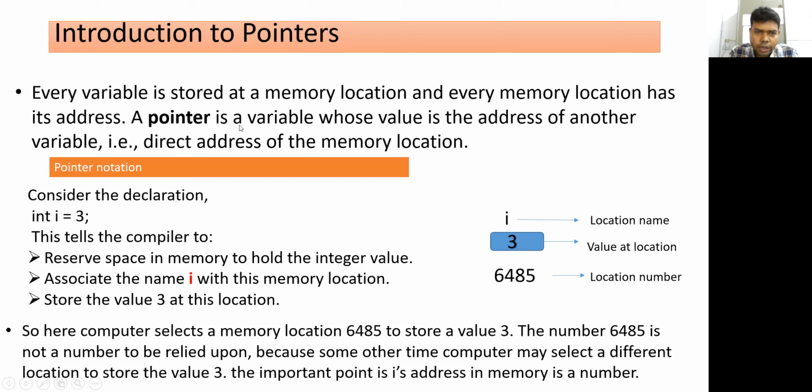So what is a pointer? A pointer is a variable whose value is the address of another variable. That means here we are considering a memory location, that is 6485. If we have another variable, suppose p, and within p we store this value, 6485, then p will be called a pointer. So a pointer is a variable which stores the address of another variable.